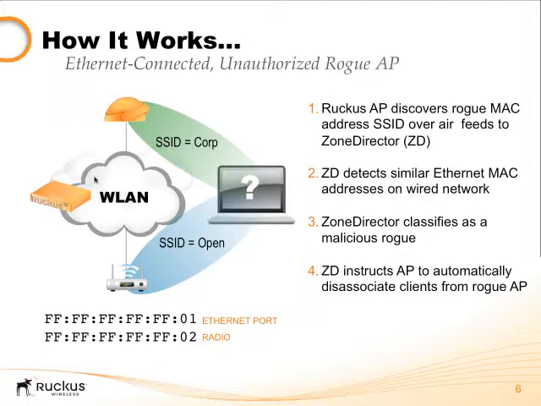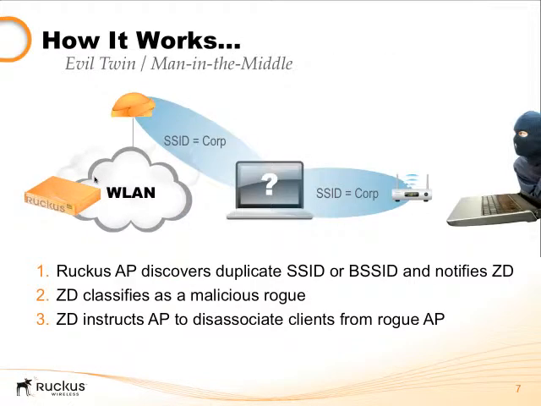So here's an example of how it works. A Ruckus AP discovers a rogue MAC address or SSID over the air and brings it back to the Zone Director. The Zone Director classifies it and says, hey, this is a device trying to spoof the MAC address or an SSID that we have. It can then instruct the AP to automatically disassociate clients. It won't do it globally on all the APs, but only on those APs that have detected that rogue.